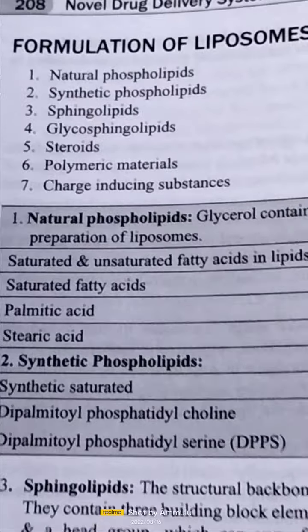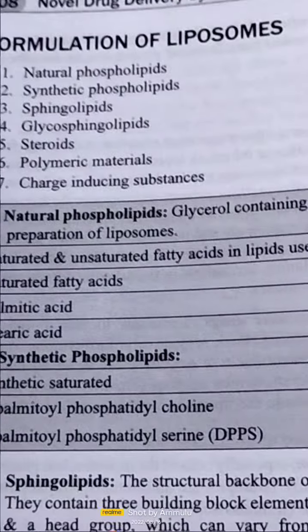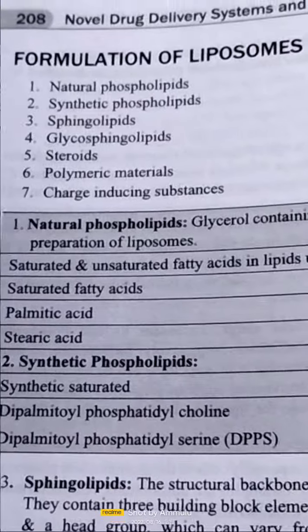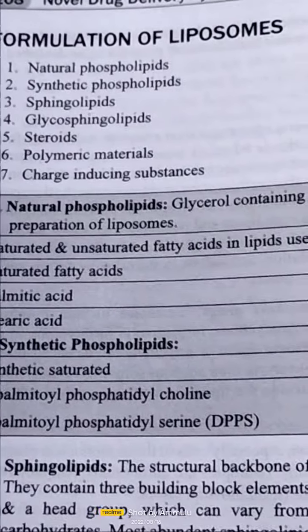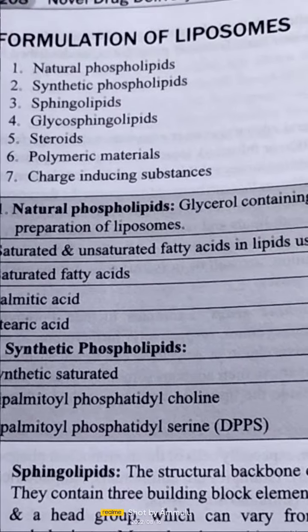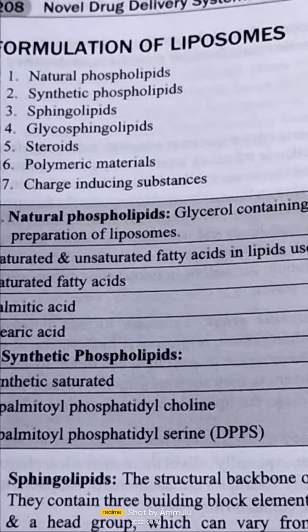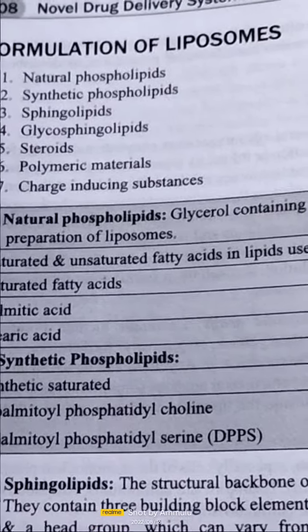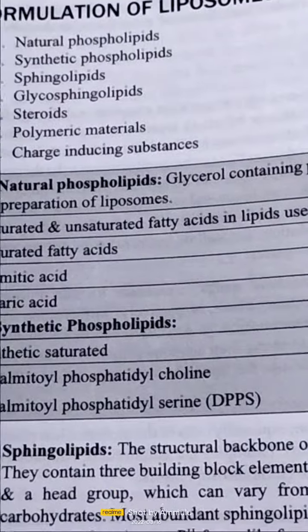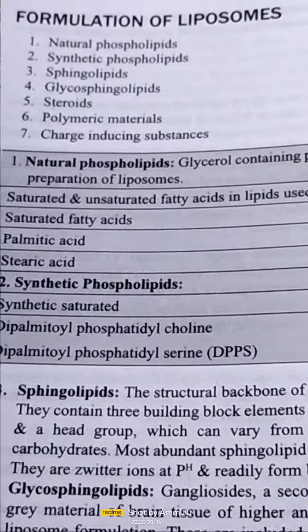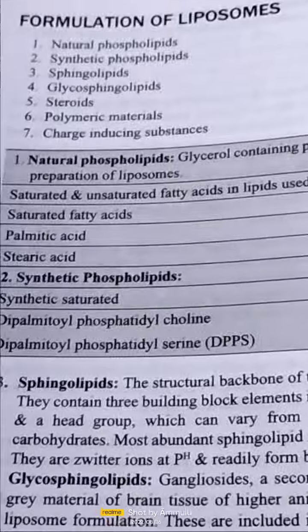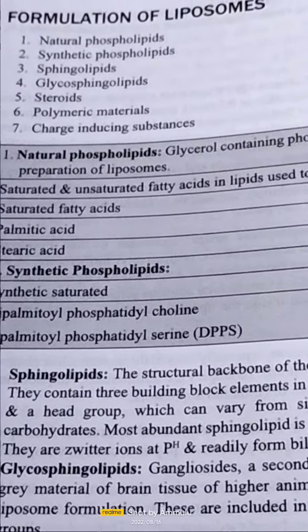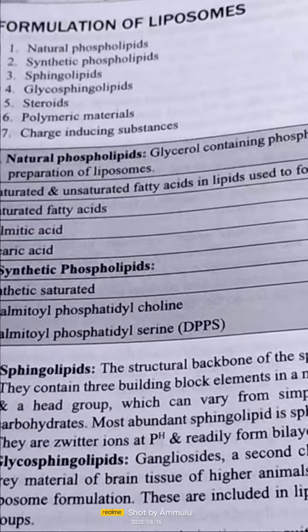Good evening. Here the class is about the formulation of liposomes. The liposomes are formulated into 7 types. That is natural phospholipids, synthetic phospholipids, sphingolipids, glycosphingolipids, steroids, polymeric materials, and last one is charge inducing substances. Here the formulation of liposomes having these 7 types of sub classification.